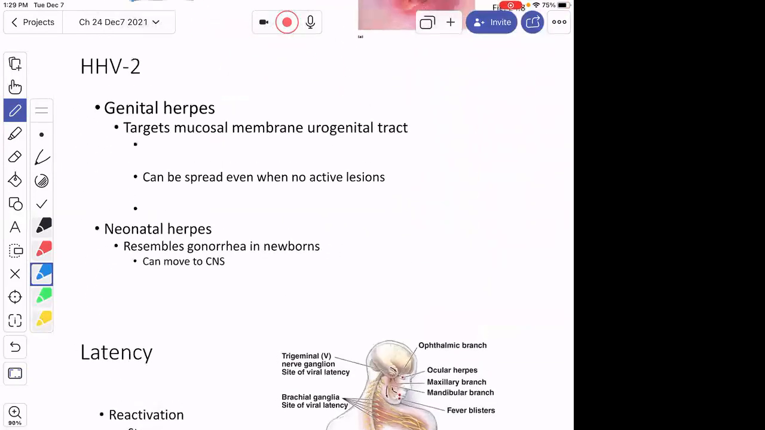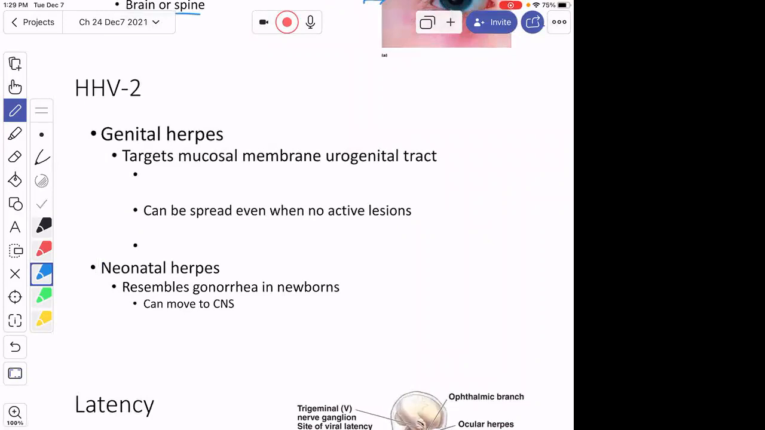Okay, HHV-2. I spared you any graphic pictures here, but this is genital herpes, fairly common. It's estimated that about 1 out of 6 people have genital herpes, usually contracted as teenagers or young adults, as a result of sexual activity. So it enters through tiny breaks in the urogenital tract during sexual activity.